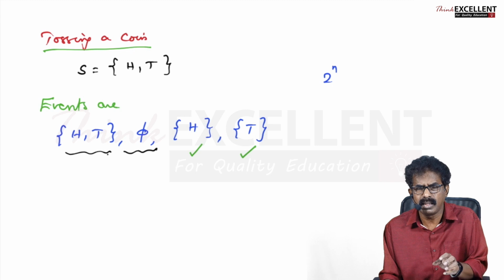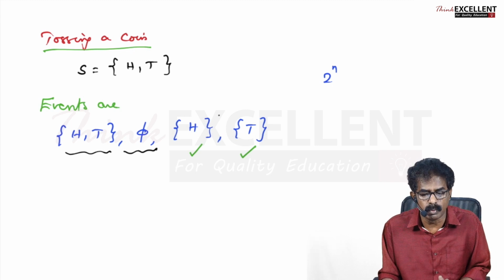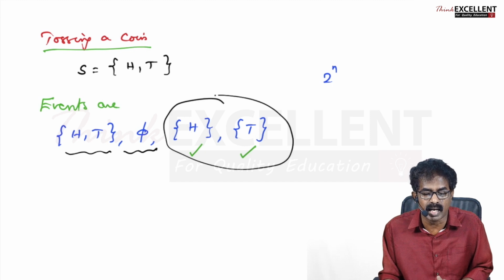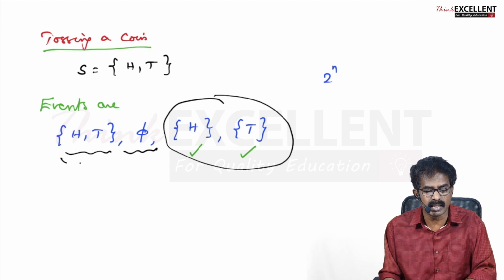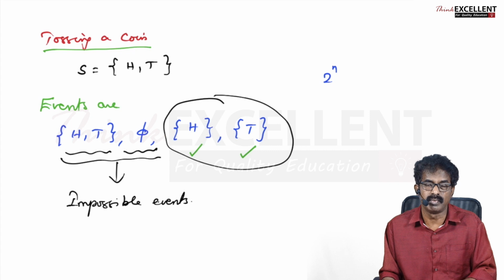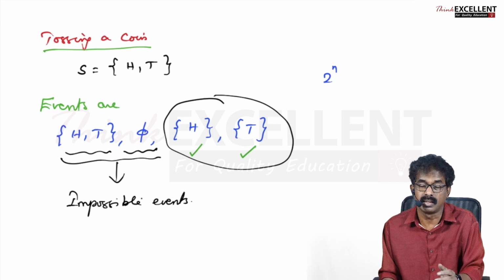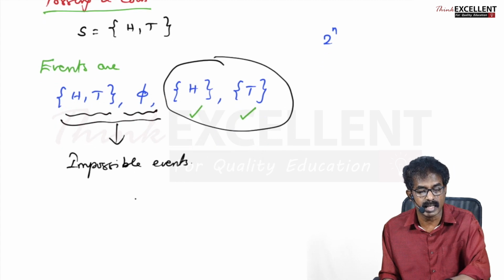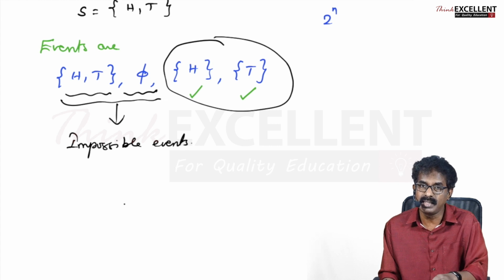But the definition says any subset is an event, so all the four are events. The last two, getting a head and getting a tail, are possible events. But the other two are events only, but they are impossible events. When you toss a coin, you won't get both head and tail at a time, and you won't get the empty set also. Those two events are called impossible events. So there are two types of events here: possible events and impossible events.